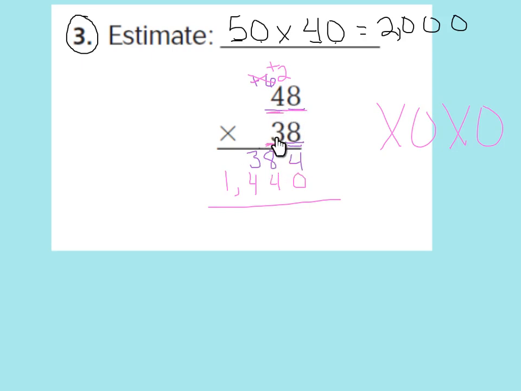Now I've multiplied my ones place by every one up top, which gave me this answer. And I've multiplied my tens place by every one up top, that gave me this answer. Now I can add. 4 plus 0 is 4. 8 plus 4 is 12. 1 plus 3 is 4. 4 plus 4 is 8. And 0 plus 1 is 1. So my final product is 1,824, which is very close to 2,000. So I can say that both of these are reasonable.